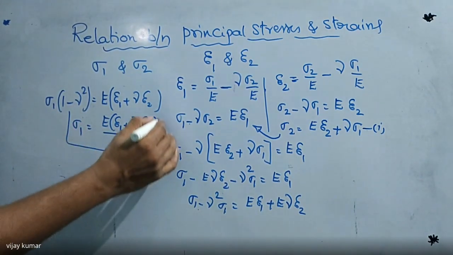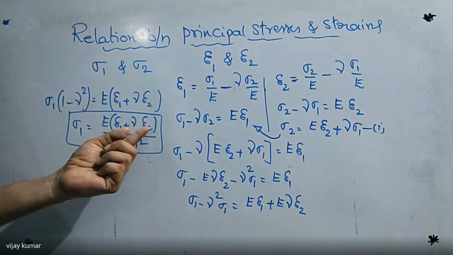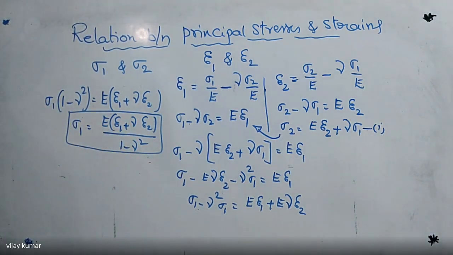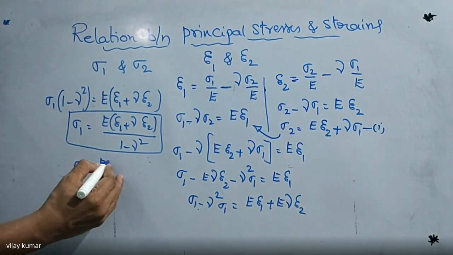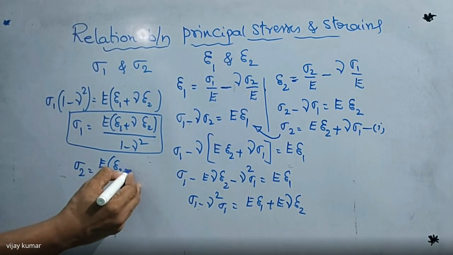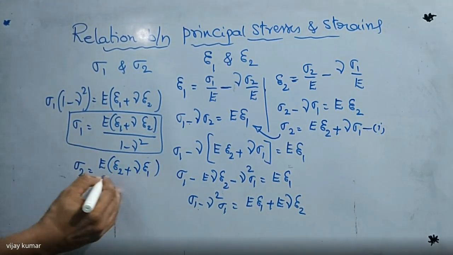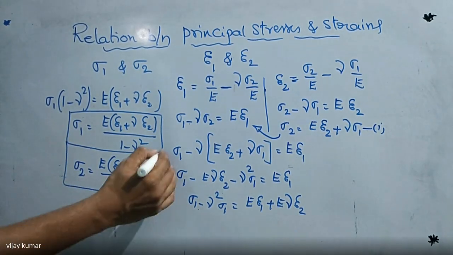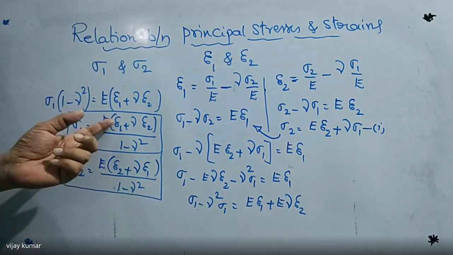So this is the formula for principal stress, all in terms of epsilon 1 and epsilon 2 along with Poisson ratio and Young modulus. In the same way I'm going to write the sigma 2 value. Sigma 2 is equal to E into epsilon 2 plus Poisson ratio into epsilon 1, divided by 1 minus Poisson ratio whole square. So these are the two values, the principal stresses, and we are expressing them in terms of principal strains.